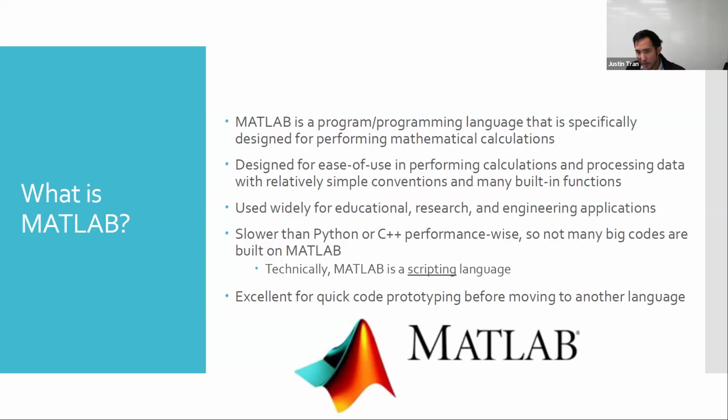Now, scripting languages are always going to be slower than what's called compiled languages. C++ is what I consider to be a compiled language, so you compile it. But scripting languages are generally easier to use because it's easier to find errors and iterate on them rather than having to compile and run a program. Python technically is also a scripting language, but it's much more optimized for performance than MATLAB. But we use MATLAB just because it's great for educational applications like this.